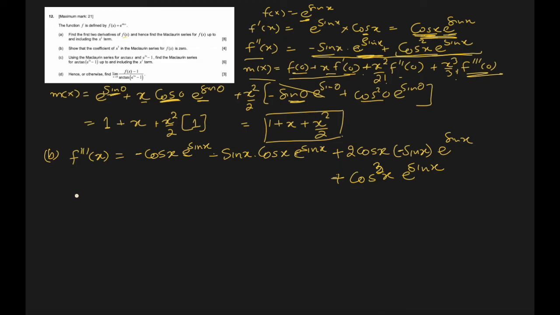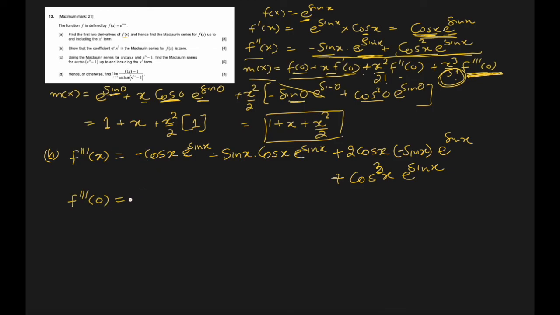We have to show that this third term is 0. Show that the coefficient of x cube in the Maclaurin series is 0. So 3 cannot be 0, this 3. Obviously this has to be 0, then only its coefficient will be 0, and that's what we're going to do now.